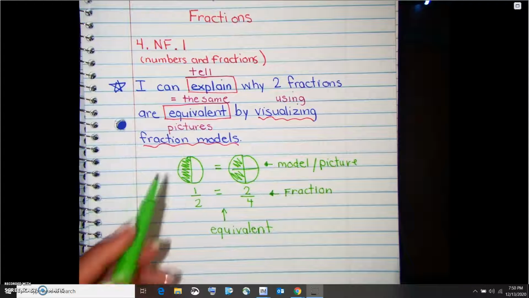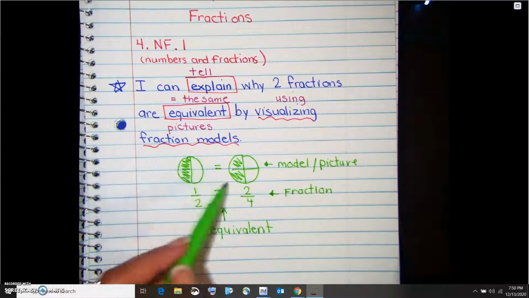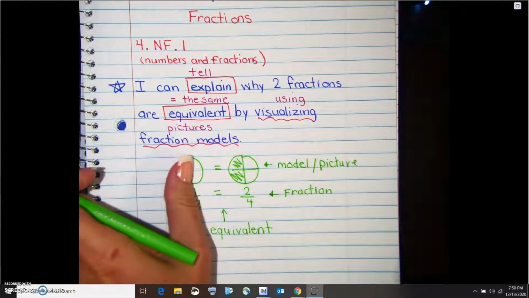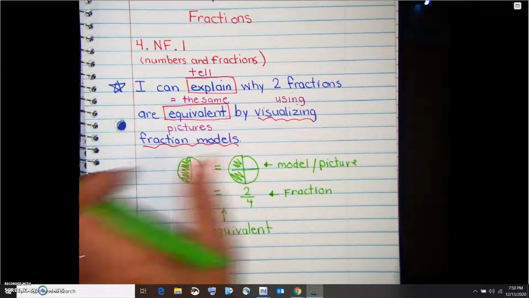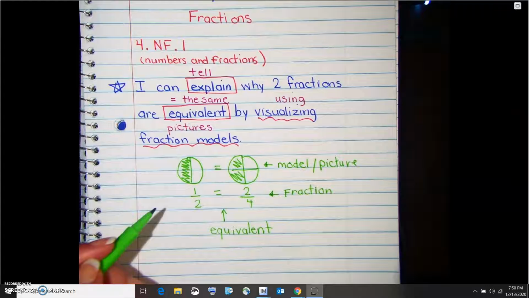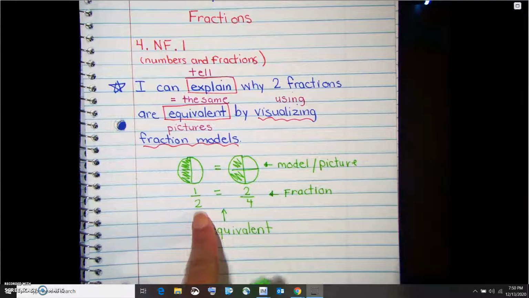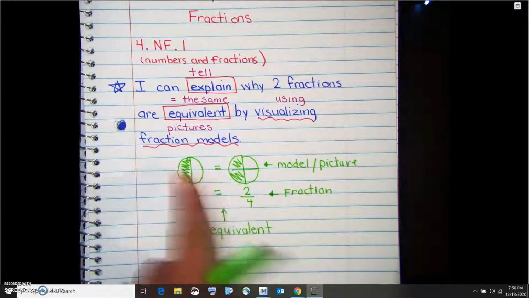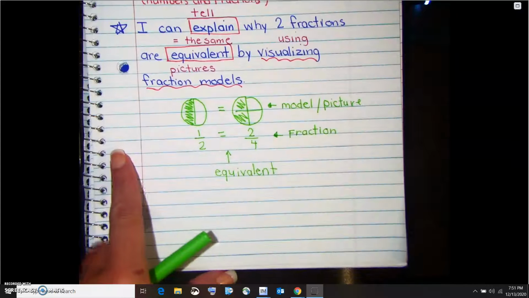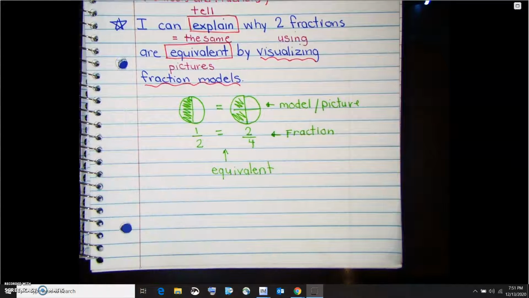So we're going to be able to explain why are these the same? Well, because they are equal. They cover the same amount because they're the same shape. It's just cut into smaller pieces. So this picture has 2 pieces, this picture has 4 pieces, but it's the same picture. Okay, now the second one, pause it if you need it.